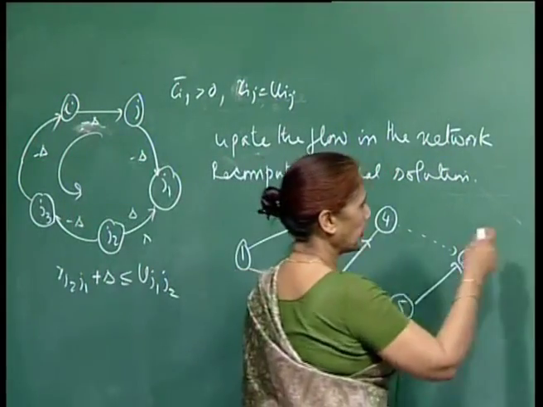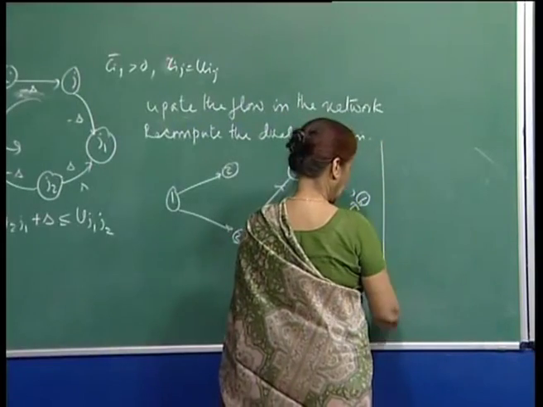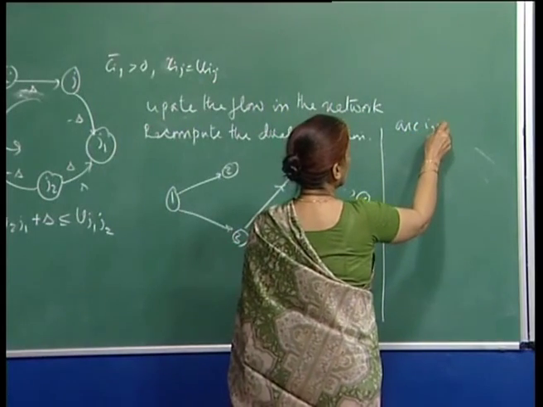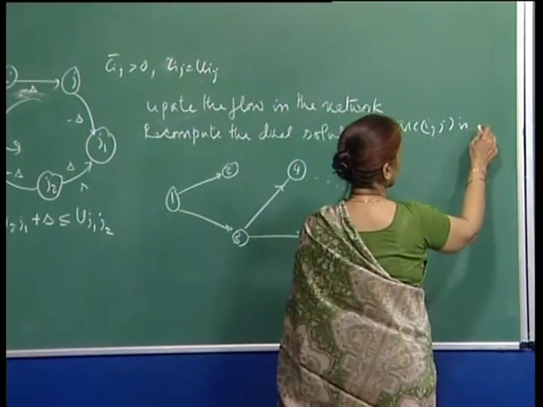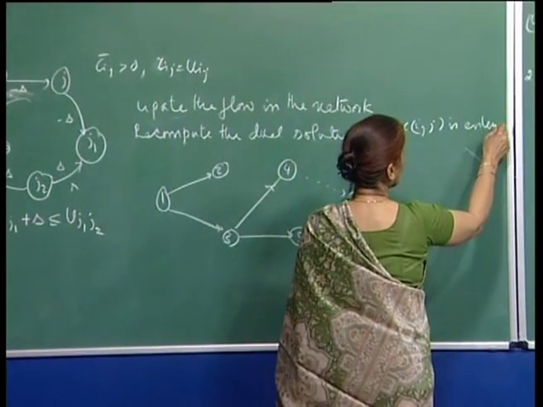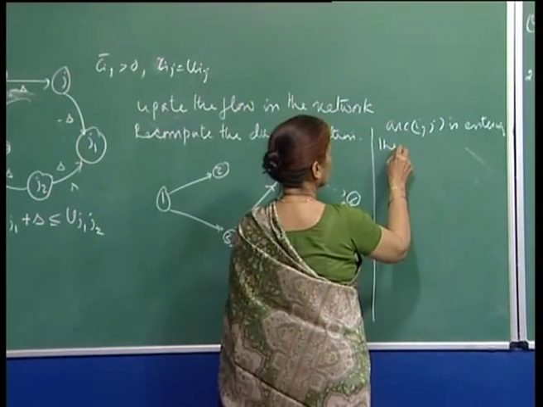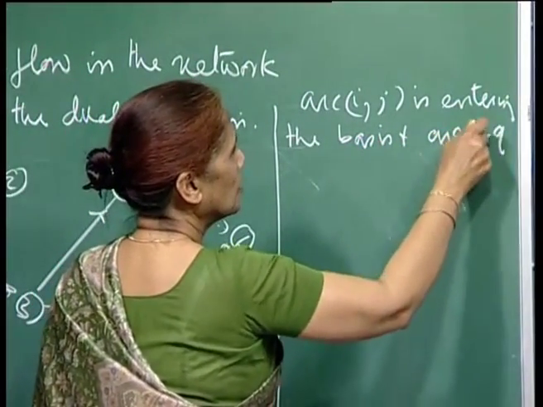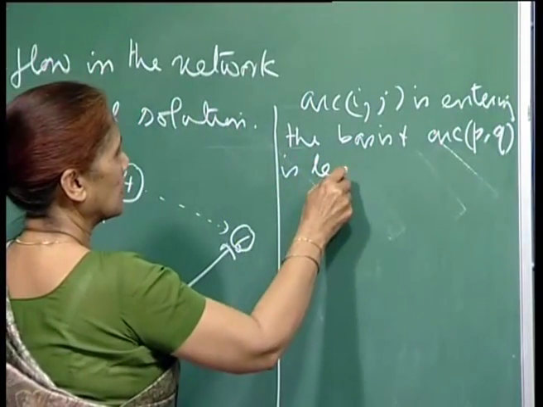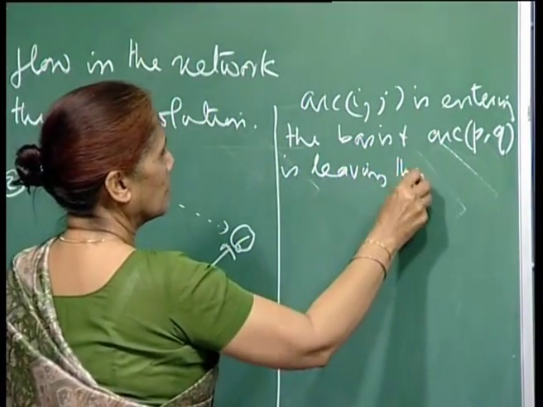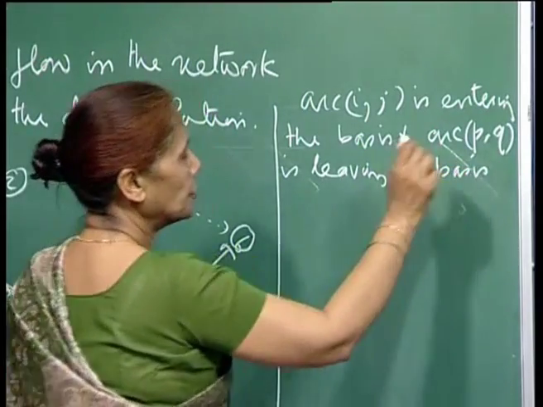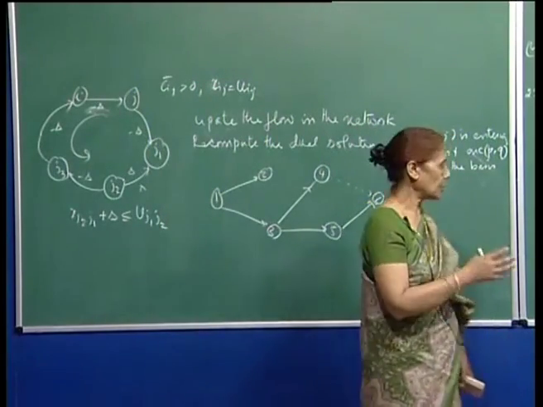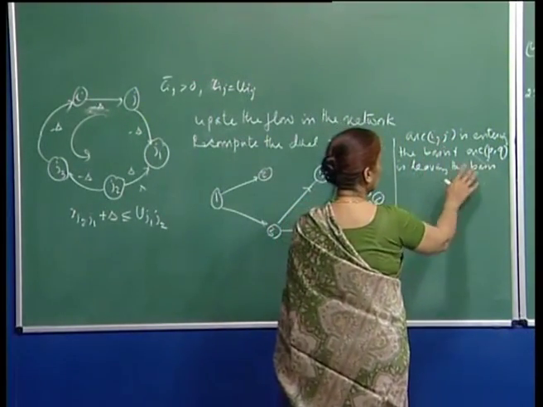So the idea is that I'll give you the simple rule here, try to write it in this much space. Suppose arc ij is entering the basis and arc PQ is leaving the basis. And you have seen that it can be in two different ways. Either the flow is becoming 0, or it is reaching its upper bound. Two things can happen. Okay, so it's leaving the basis.